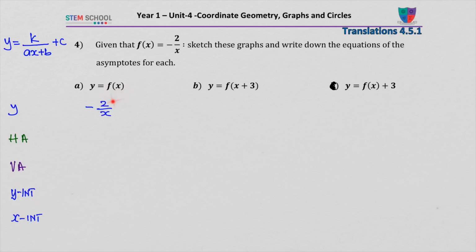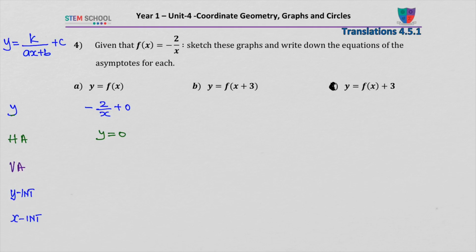The f of x is minus 2 over x plus 0. Therefore, the horizontal asymptote is y equals 0. The vertical asymptote is x equals 0. You set the denominator to 0. For the y-intercept, you have to set x to 0, and when x is 0, there's no intercept. That is the vertical asymptote. For the x-intercept, you have to set y to 0, the horizontal asymptote.